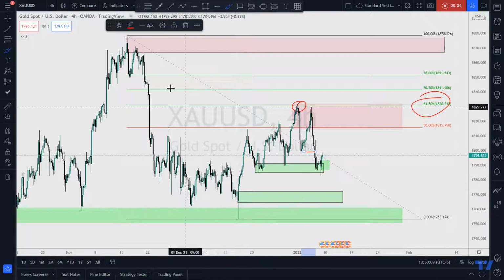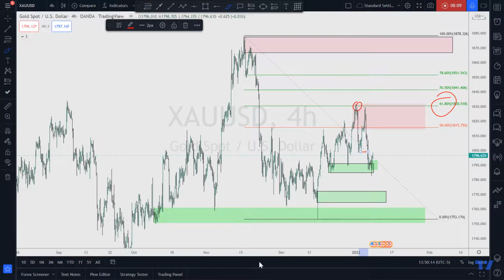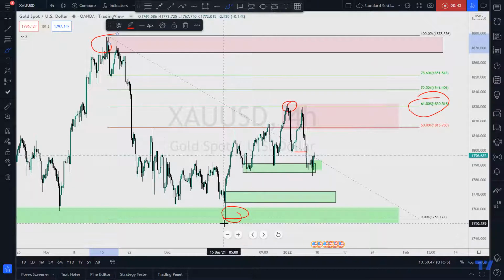If price stays below this high, then we are bullish. We are bullish until price breaks this low. All right. If price breaks this high, we are just continuing the bullish momentum. If price breaks this low, we are bearish. While it's in between, we're still bullish, technically, until this low is broken.